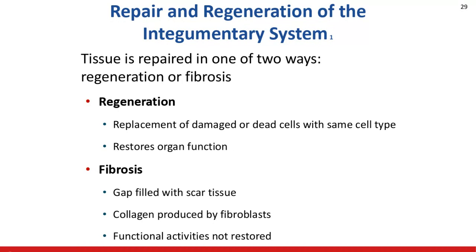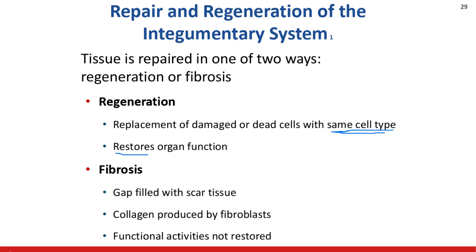All right, I want to finish up here and talk about aging, but also about the repair and regeneration of the integumentary system. You need to know that when we talk about tissue damage, we're going to repair it one of two ways, either through regeneration, which is the ideal way, or through fibrosis. When you undergo regeneration, any of the dead or damaged cells are going to get replaced with the same cell type that works. So we're actually going to restore their function. So regeneration is ideal. That's what we want.